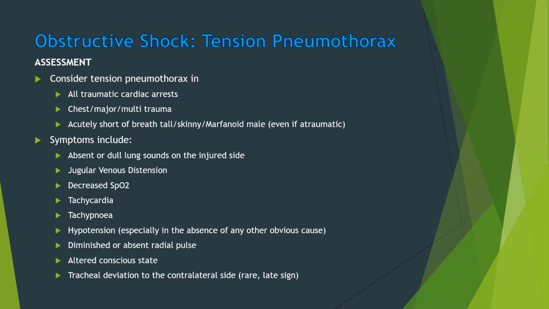One of the signs that's often touted is tracheal deviation to the contralateral side of the tension pneumothorax. This is a rare and very late sign. It's also really, really difficult to observe in a patient without having their chest open. It's important to note as well that not all of these signs and symptoms will be present in a hypovolemic patient.